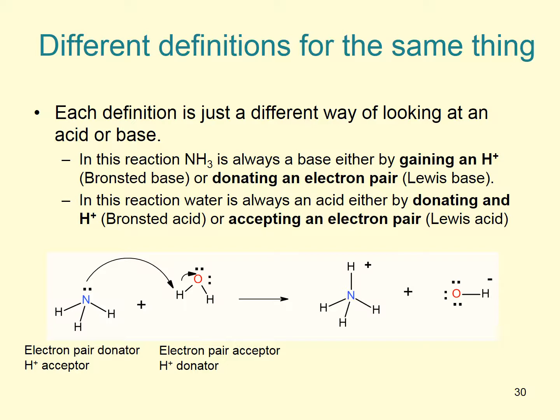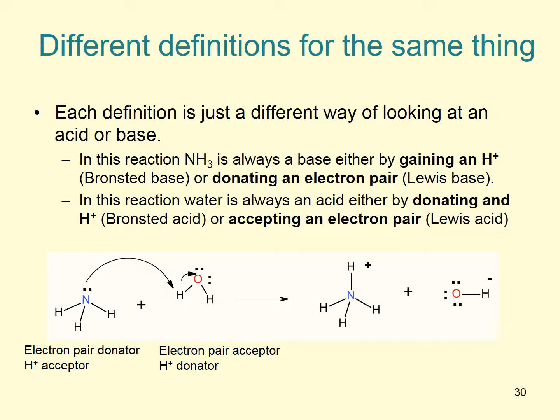But again, what I wanted to say is that the definitions are just a different way of looking at it. So if you look at this reaction of NH3, ammonia, plus water, NH3 is still a base no matter how you look at it. It could be a base by the Bronsted definition, that it's an H plus acceptor. So you can see that NH3 has accepted an H plus to become NH4 plus, or it could be a base by the Lewis definition, where it actually donates this pair of electrons to grab that hydrogen. So it actually shares those electrons with the hydrogen, so it's an electron pair donor.